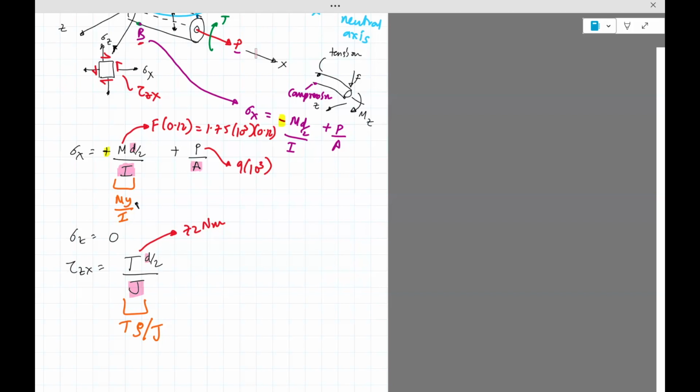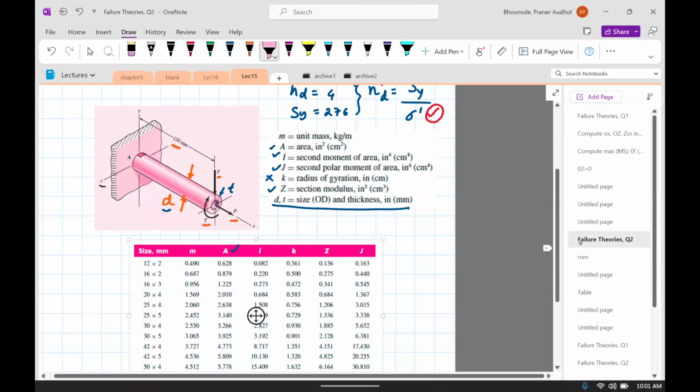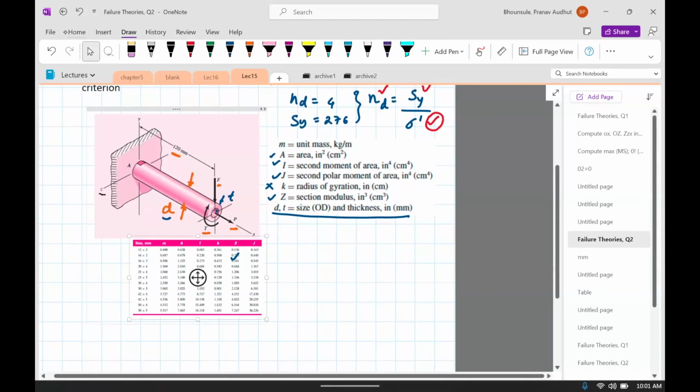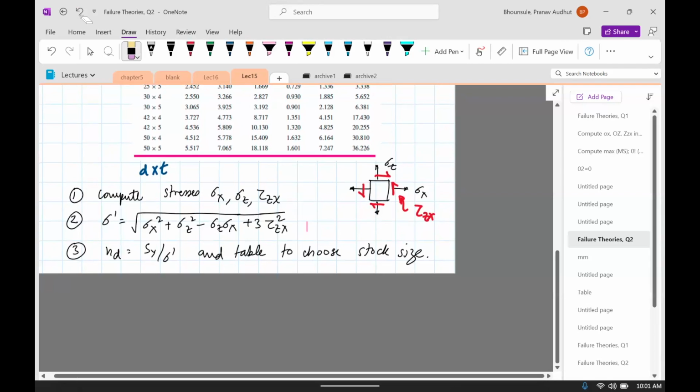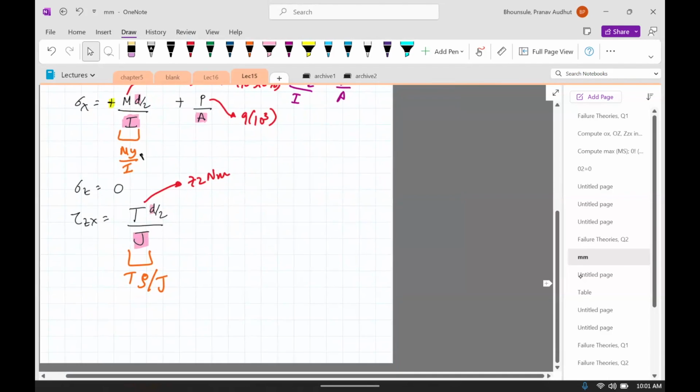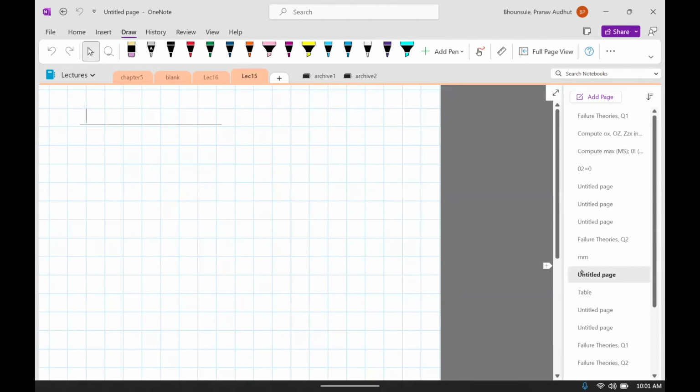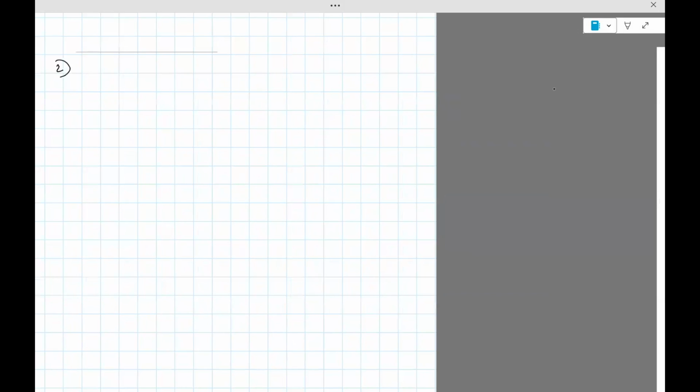Okay, so that's step 1, which is computing the stresses sigma x, sigma z, and tau zx. We're done with this. Next step is to compute the von Mises stress, sigma prime. The von Mises stress is sigma x squared plus sigma z squared minus sigma z sigma x plus 3 times tau xz squared.